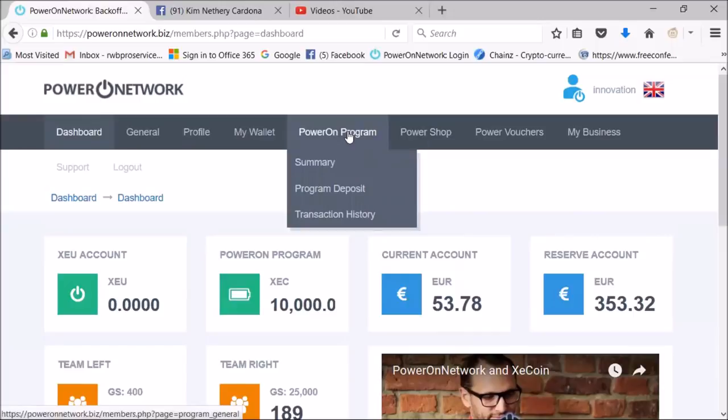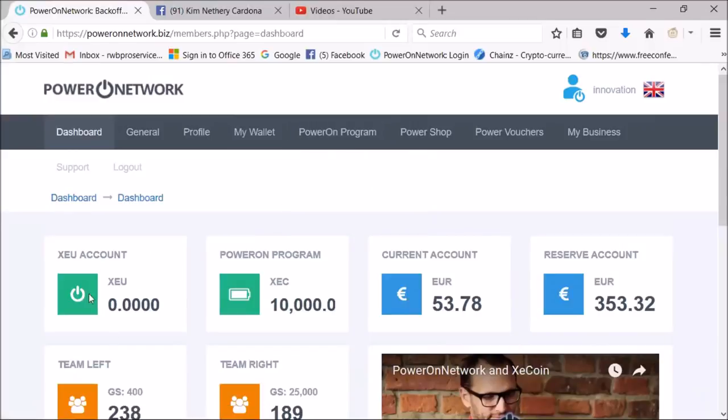The Power On program, okay? The Power On program, you can get a summary. I'm not going to get into that. You can click on that yourself. You can do a program deposit. This is a new feature. The program deposit right here is for when you get XEU coins here and you want to transfer them when you are ready. Let's say that you had a bunch of coins or units over here, you want to transfer it into coins. That's what you would do, transferring from units to coins.